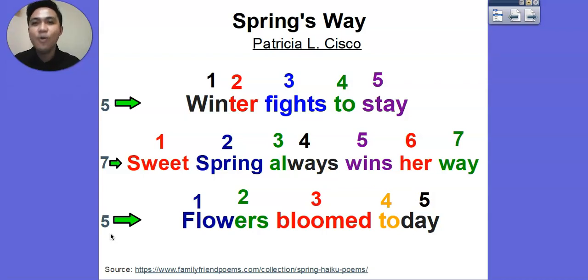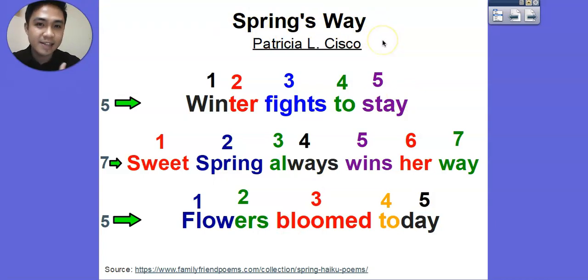That's how we're going to write a haiku. We must have 3 lines. The first line must have 5 syllables. Second line must have 7 syllables. And the last line will have 5 syllables. Okay? But don't forget to write the title.